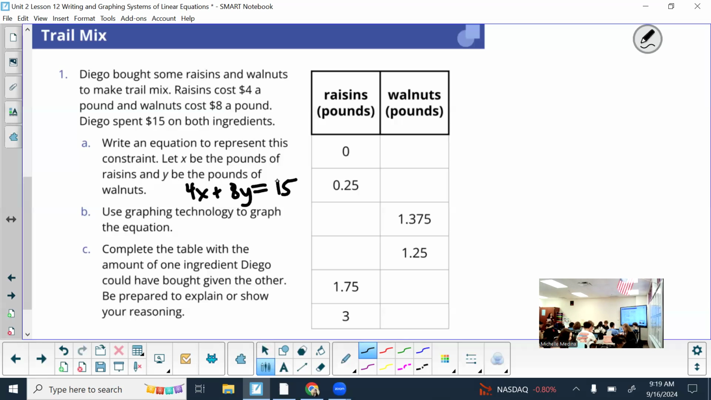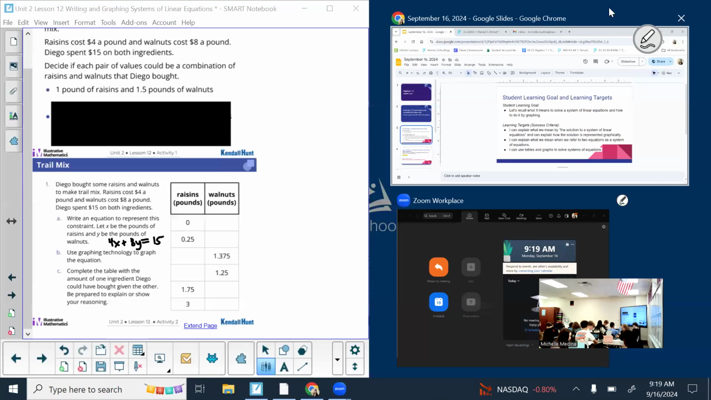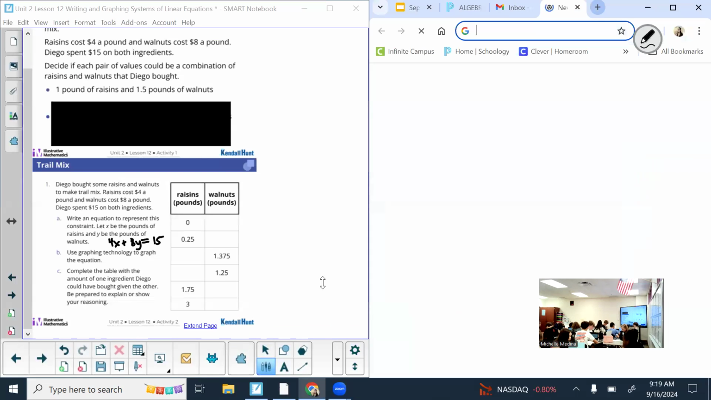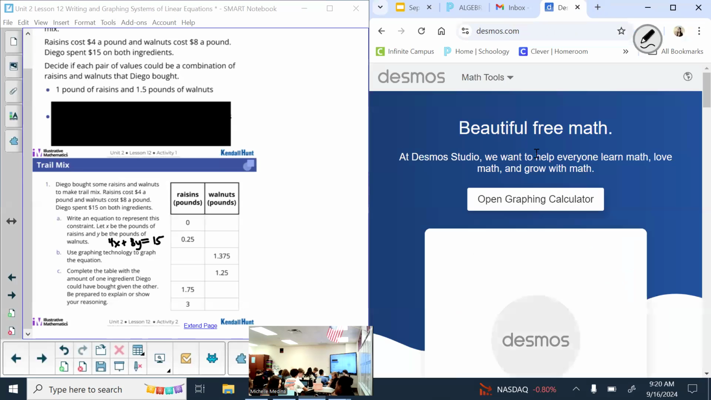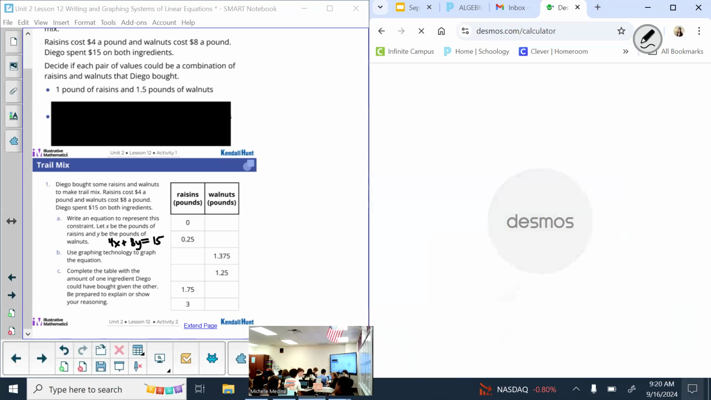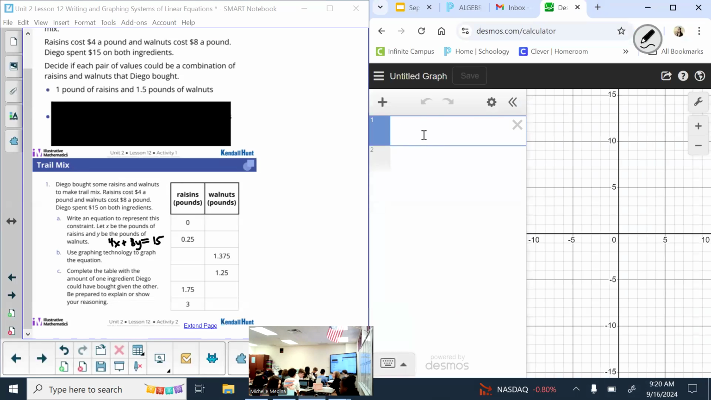But the next thing it asked us to do was use graphing technology to graph it. So you should hopefully have Desmos up, or if you know how to use your handheld graphing calculator, maybe you graphed it on there. Now, unfortunately, you don't get Desmos on your state testing, but you do get it for all your unit tests. And it's really user-friendly. I don't even have to put it in slope-intercept form for it to graph the line for me. I can leave it in the form that it's in.